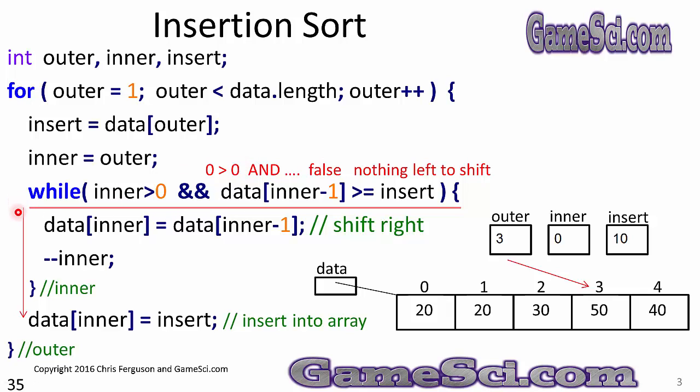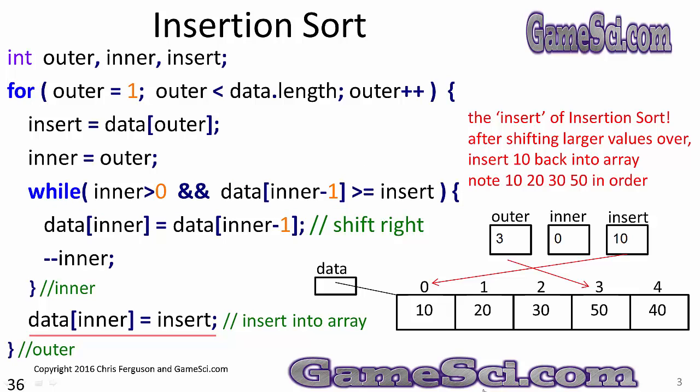Now, watch what this line does. It says leave the inner loop. When we leave the inner loop, it's time to insert. Let's insert the 10 back into position 0. This is the insert of insertion sort. After shifting the larger values over, we'll insert the 10 back into the array. See this 10? It just slid into position 0, or to inner's position.